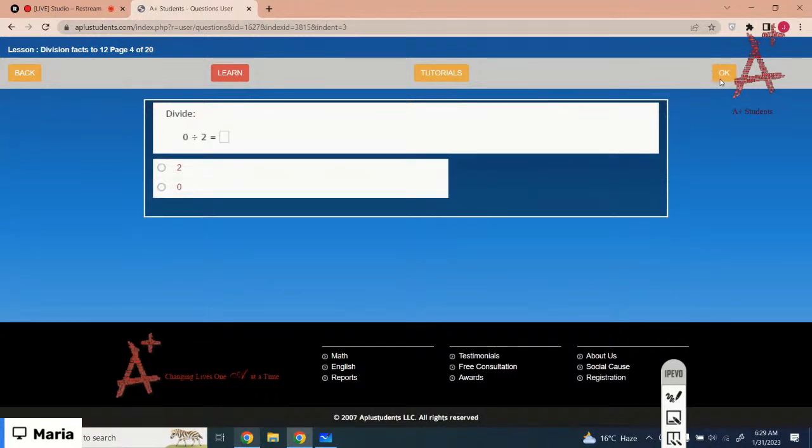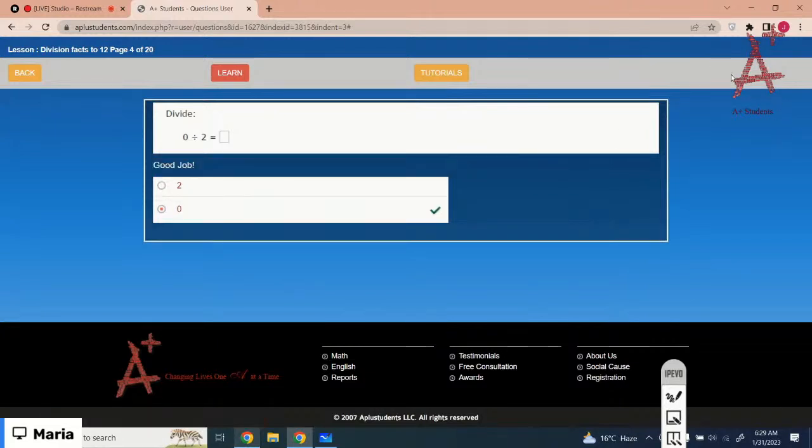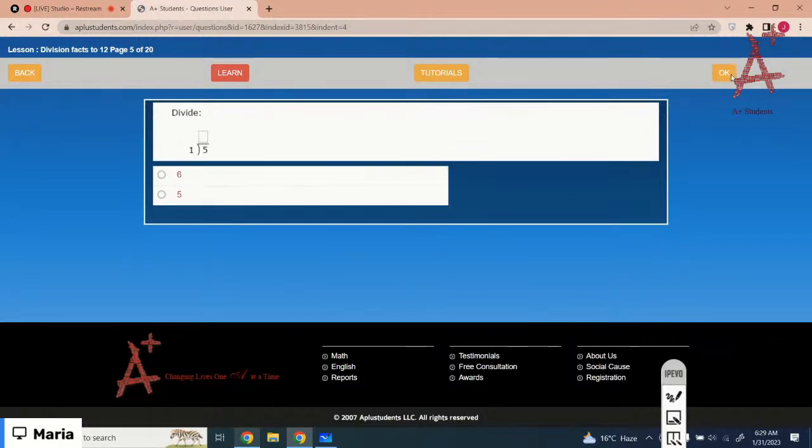Okay, 0 divided by 2 equals 0. Got it? 0 divided by any number equals 0. No, 0 divided by any number equals 0, not 2. Okay, 1 divided by 5 equals.